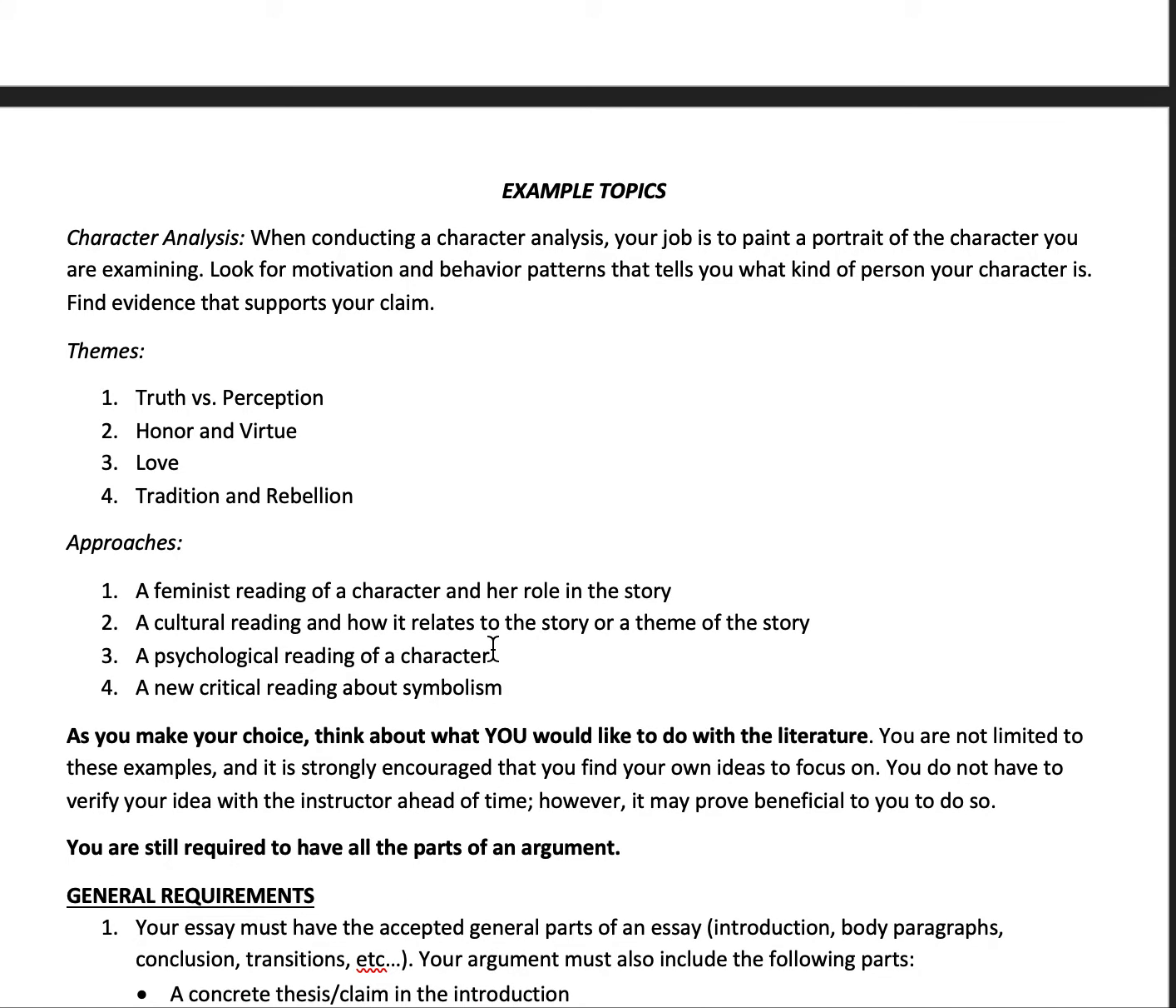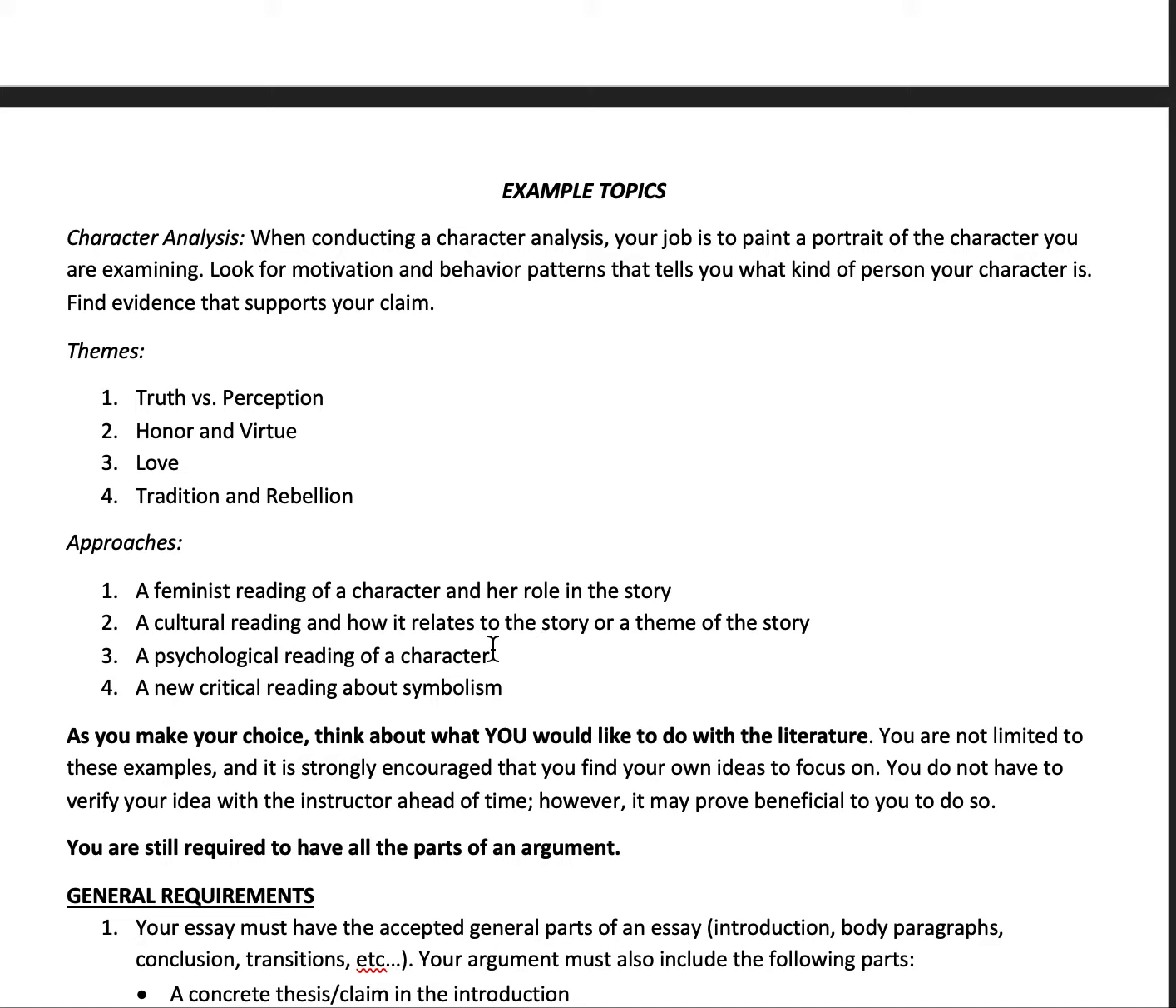So some examples here to kind of walk you through what this might look like. If you're looking at character analysis, you're really trying to pick maybe one character, two characters max, but I would really try and stick with one so you can dive really deep into that character. What you don't want to do is simply tell me what happens. You don't want to summarize the plot. You want to analyze a character.